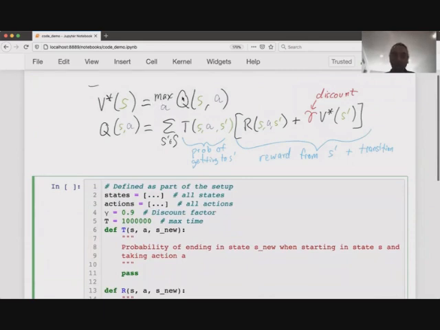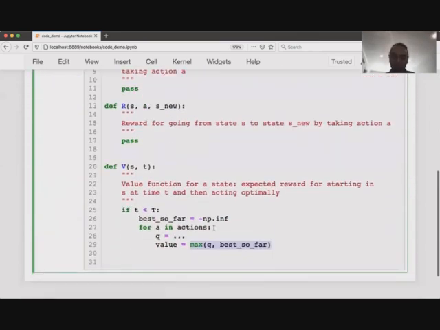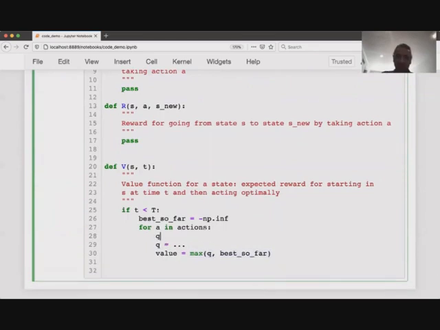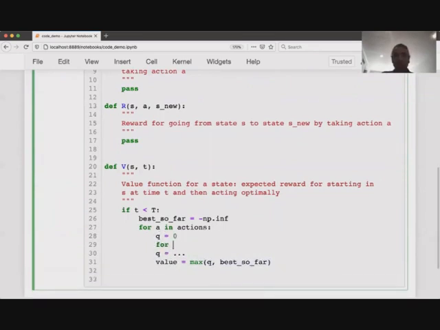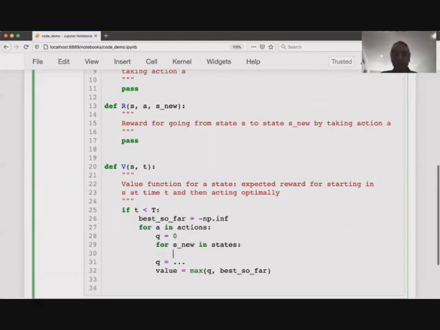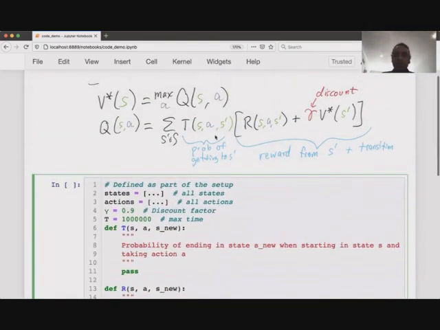Now, what does the actual computation of Q look like? It's this sum, right? I need to do a sum over all possible new states. So I need to actually do a Q, initialize it to 0, and I need to loop over all possible new states. And for each new state, what am I going to compute? I'm going to scroll back up here. I'm going to compute the transition probability and multiply that by this.